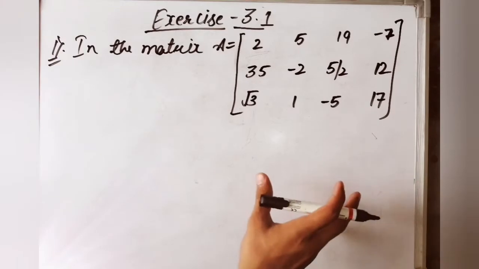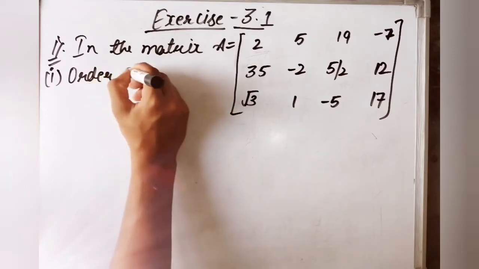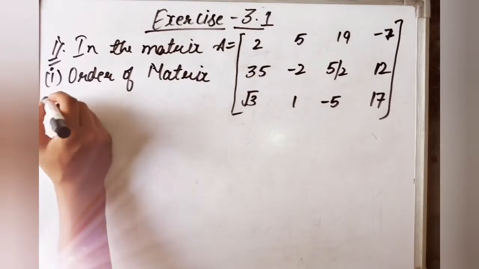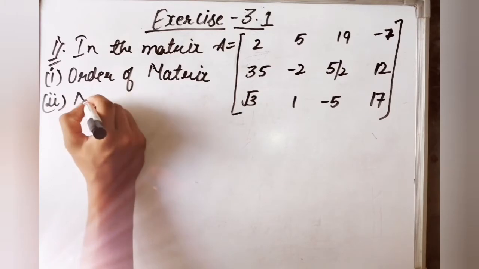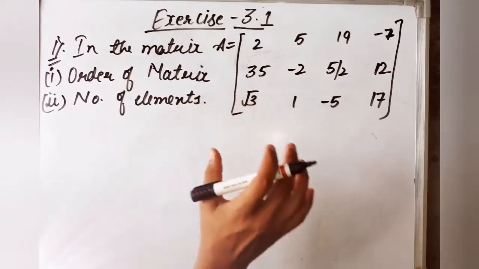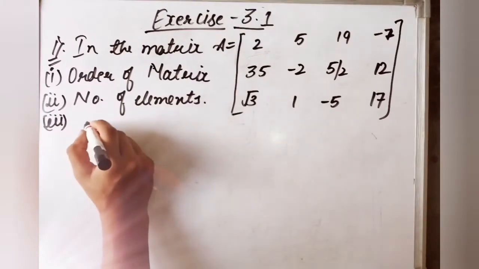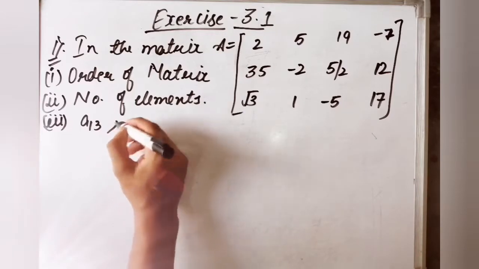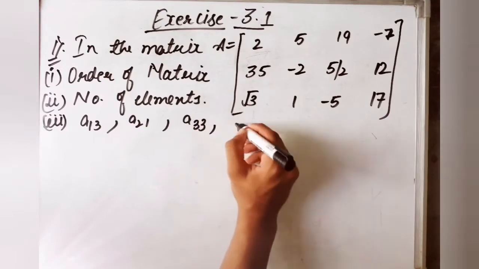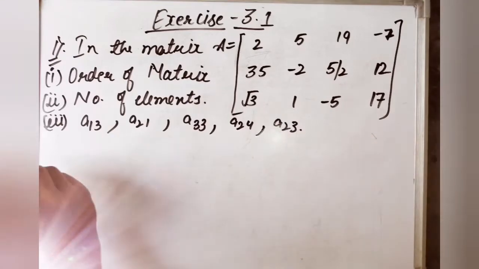This is the matrix which is given to us and we need to find out the order of the matrix, the number of elements, and apart from it we need to find out some entries: a13, a21, a33, a24 and a23. That's it, we need to find out. Let's have a look at the solution.